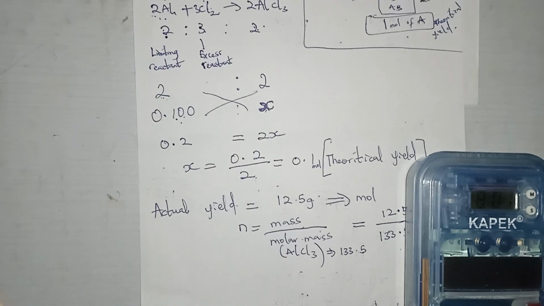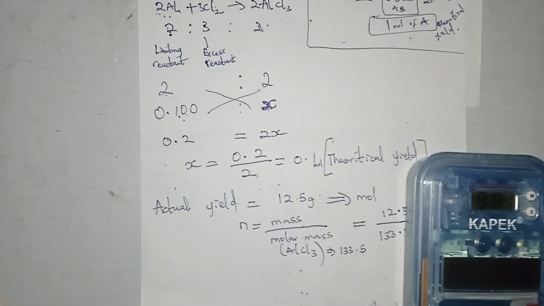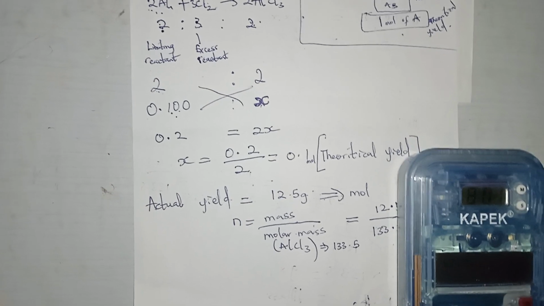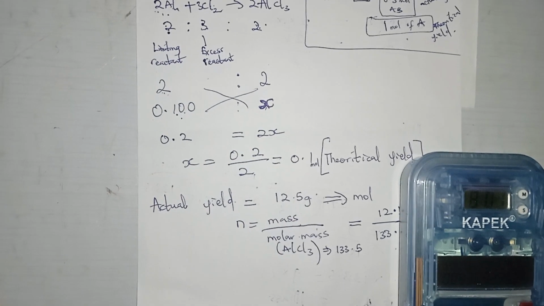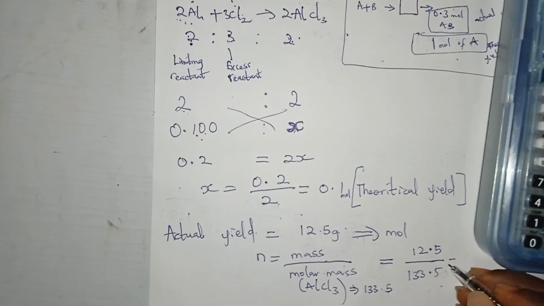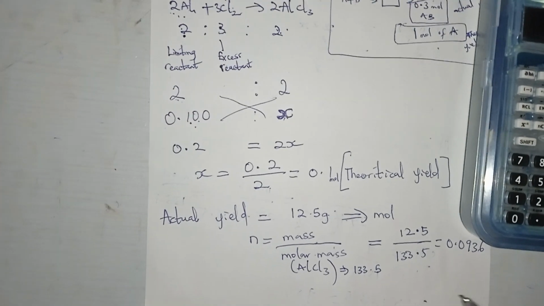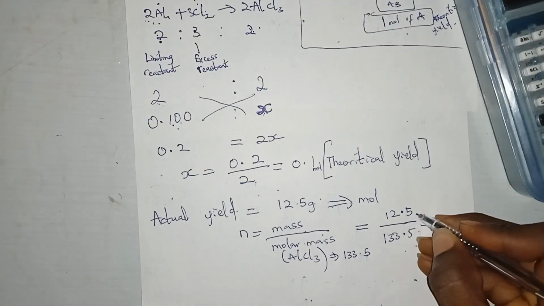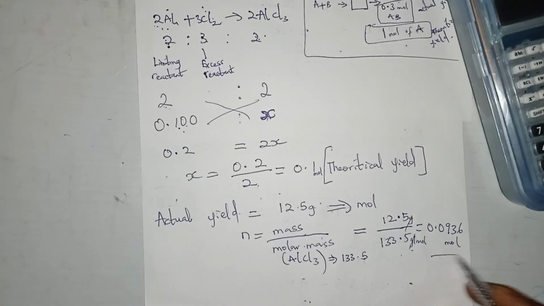So that is what we are given. I'm trying to rush because of time, so I don't continue to take time. 12.5 divided by 133.5. So this will give me 0.0936. So this is my actual yield in mole. Because if you check it, this is gram, this is gram per mole, so the grams will cancel and it will give me mole.